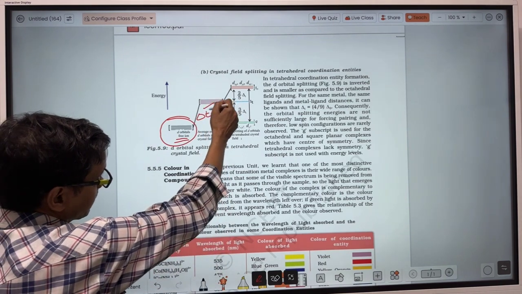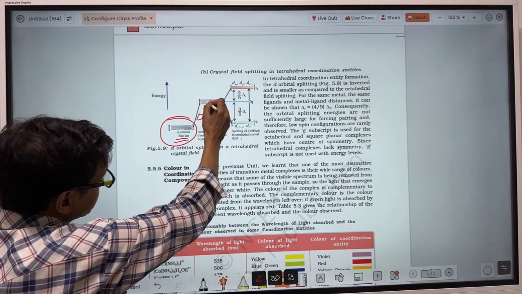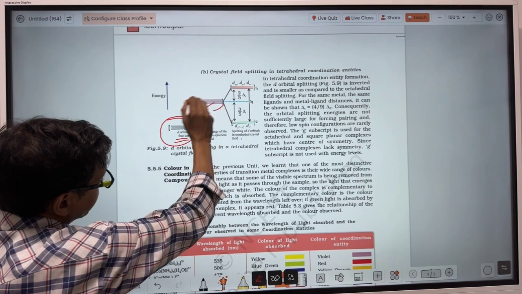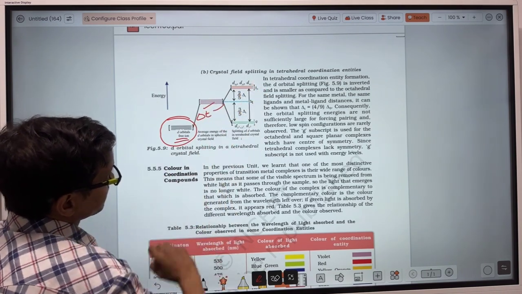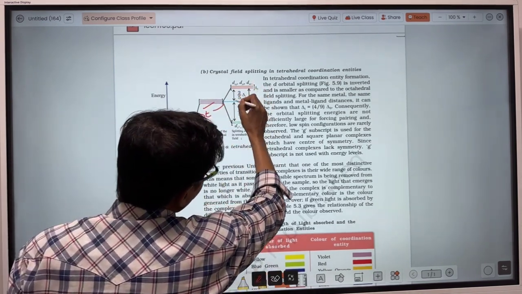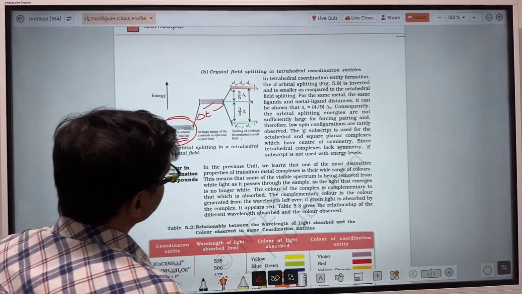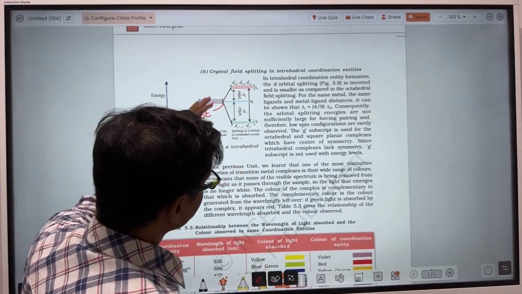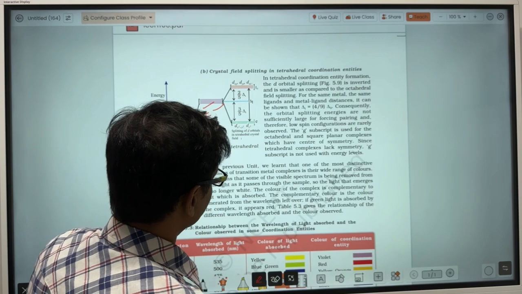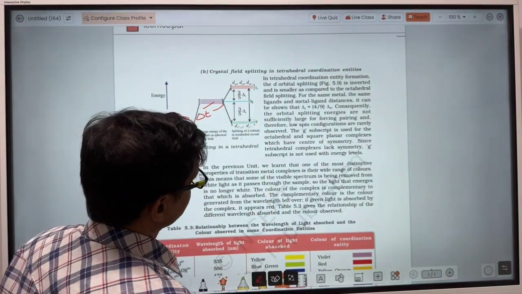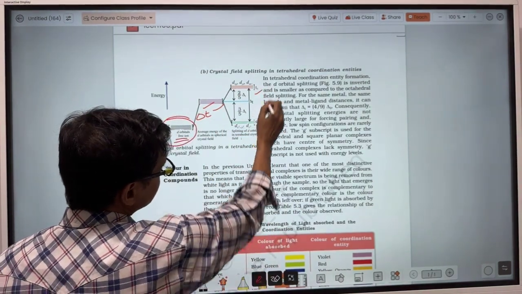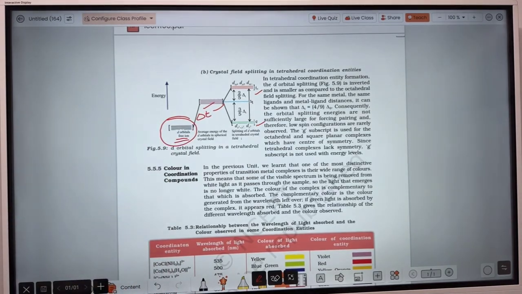Then the energy of dxy, dyz and dxz will increase by the value of 2 by 5 delta T, and the energy of dx square minus y square and dz square will decrease. So that will be called the E energy level, and this will be called the T2 energy level. Earlier there was T2g and Eg, but here only the E energy level and T2 energy level.